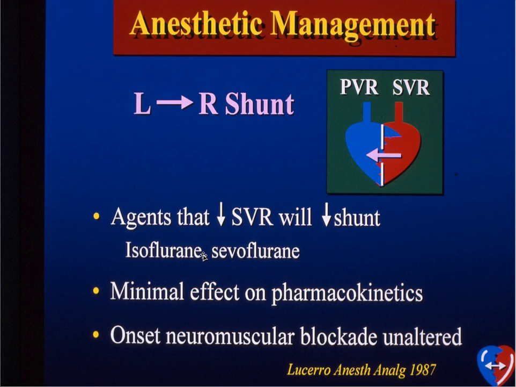In left to right shunts, an example being the VSD, anything that decreases systemic vascular resistance will decrease the shunt. So if we turn on sevoflurane, turn on isoflurane, and drop the systemic vascular resistance, vasodilate, it's going to reduce the amount of blood that goes from the left to the right through the VSD, and more will go out into the systemic circulation.